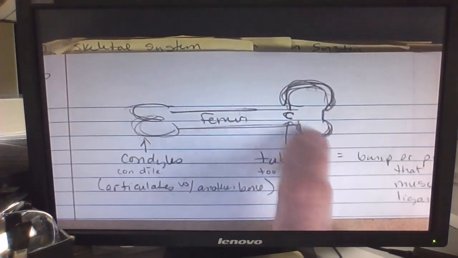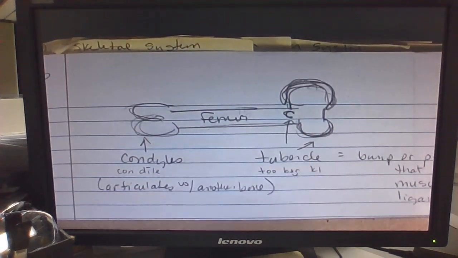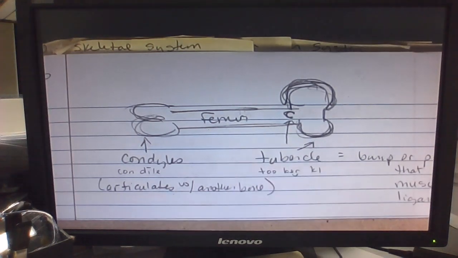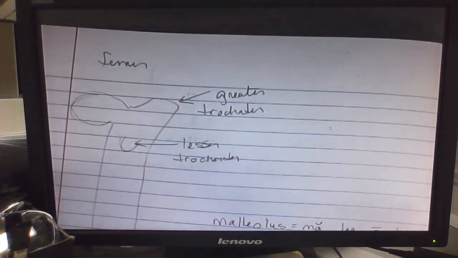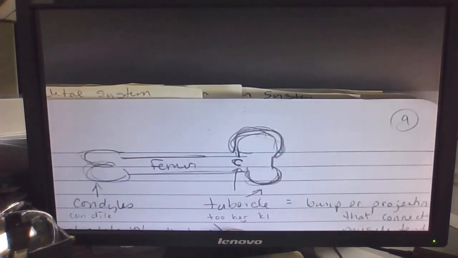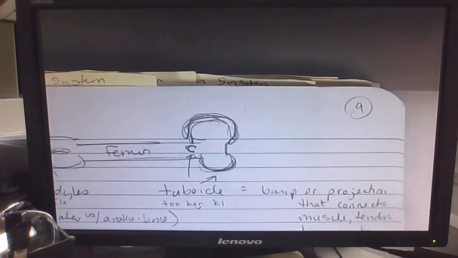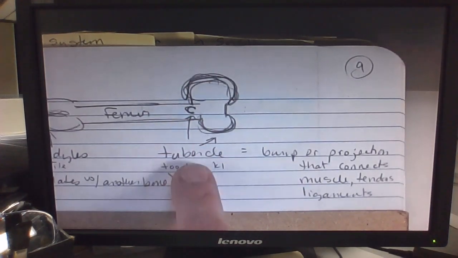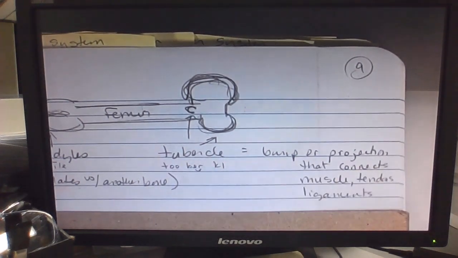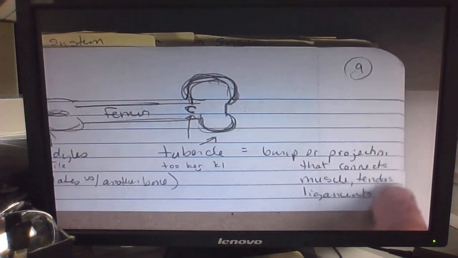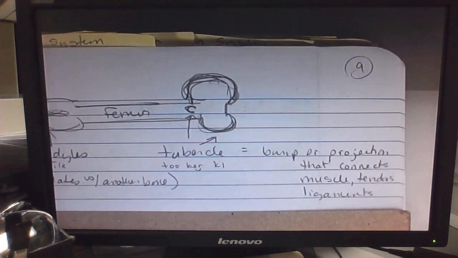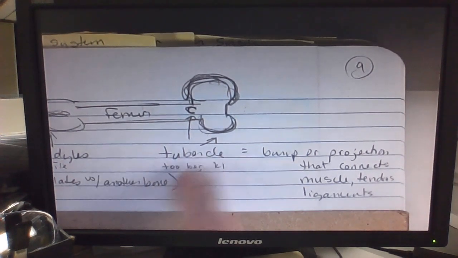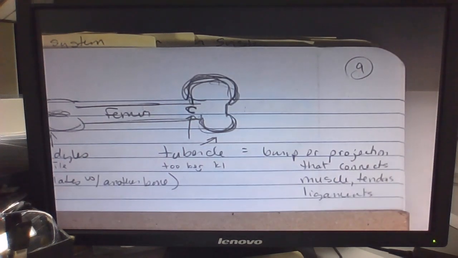All right, so these prominences right here. This says tubercle. Now, just on the other page, I called them the greater and lesser trochanter. Here, I'm calling them tubercles. So tubercle is kind of like a general term for these bumps. A tubercle is a bump or projection that connects muscle, tendons, and ligaments to the bone.